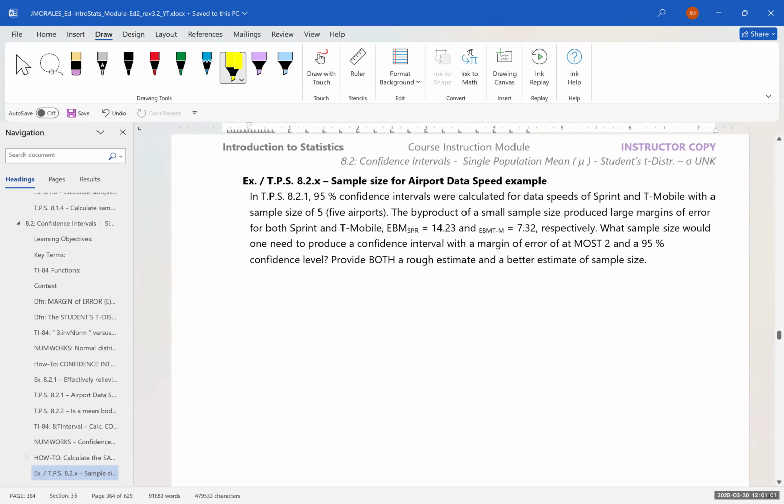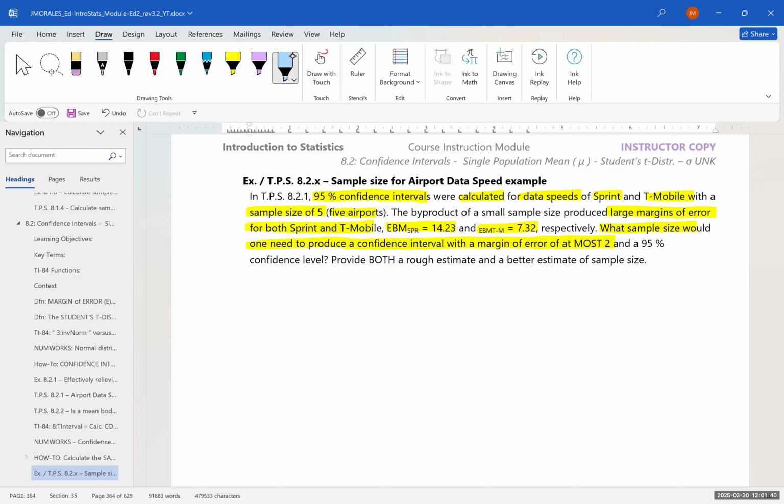So in the previous think pair share, we had a 95% confidence interval that we calculated for the data speeds of Sprint and T-Mobile with a sample size of 5. The byproduct of a small sample size produced large margins of error for both Sprint and T-Mobile. So remember, the margin of error for Sprint was 14.23 and T-Mobile was 7.32. What we want to know is what sample size would one need to produce a confidence interval with a margin of error of at most 2?